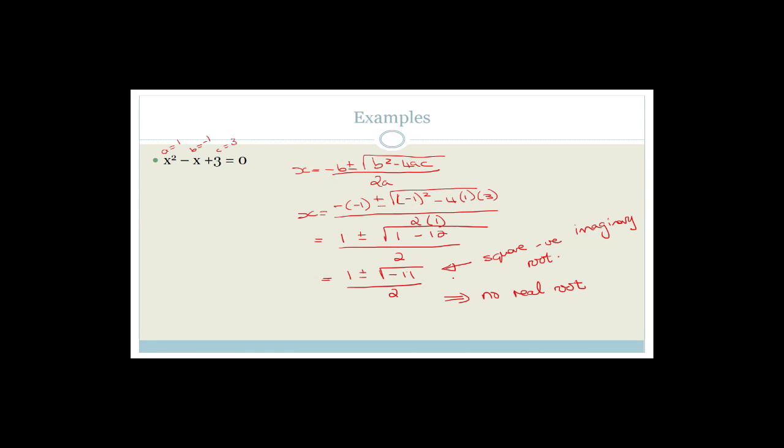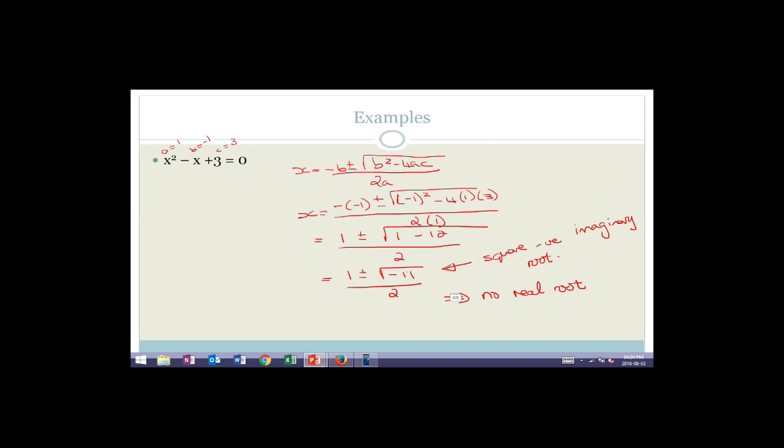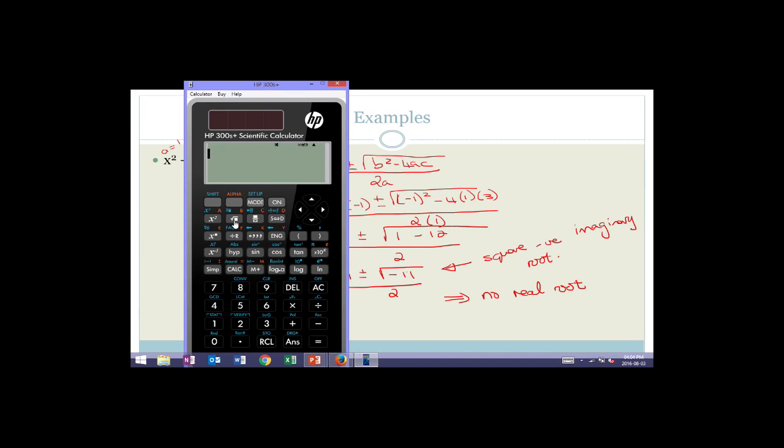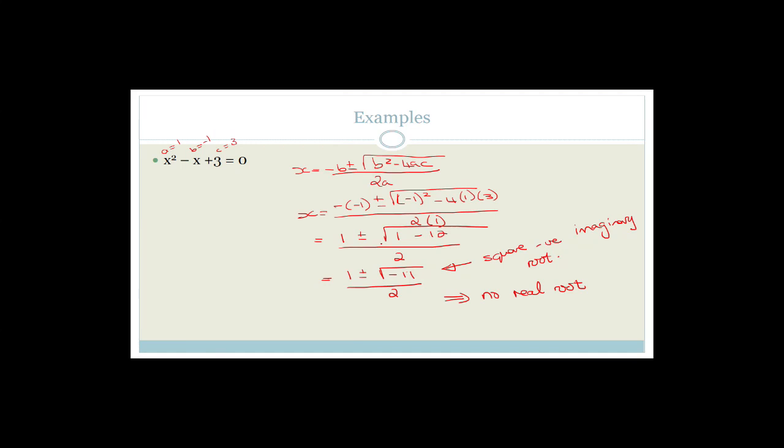Let me just show you. If I get out my calculator, and I go square root of negative 11, look what it does. It says math error, because with a calculator, we only work with real numbers. We don't work with imaginary numbers. So there's no real root. So what does that mean?